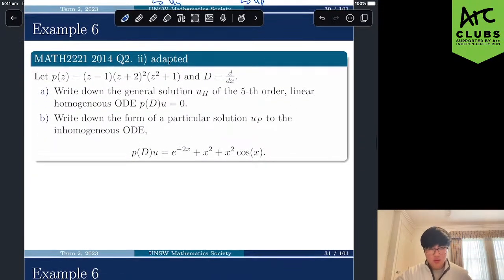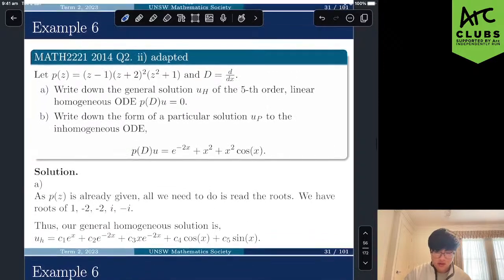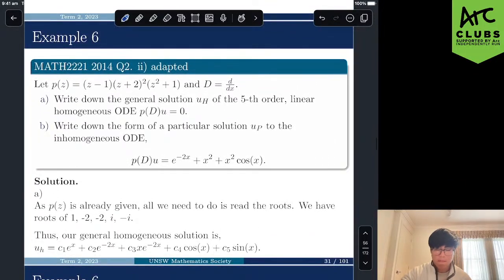For this here, once again, we'll kind of skim through this. So write down the general solution U of H of the fifth order linear homogeneous ODE. For this, you can easily see the roots of the equation to be 1, minus 2, 2i and negative i. So in general, the homogeneous equation just comes out to be this here.